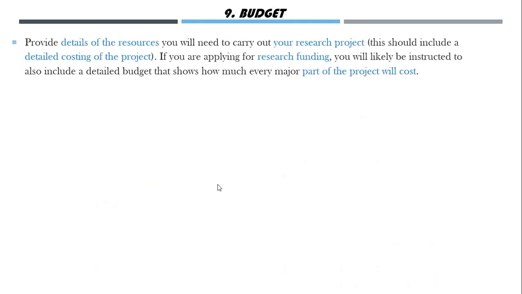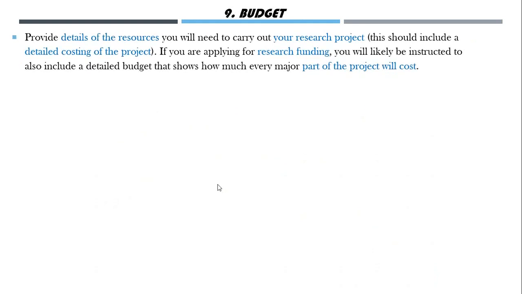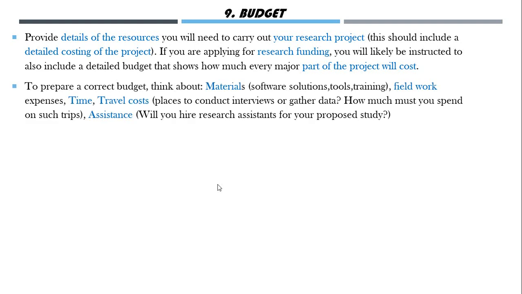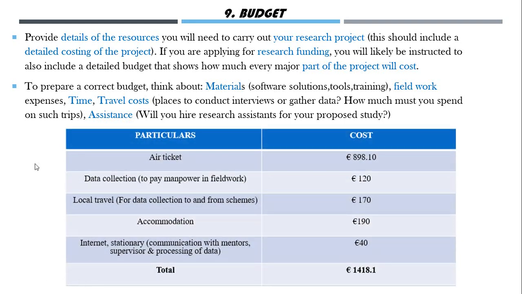Remember that the research proposal also has to indicate the budget. Mainly when you are applying for funding, you need to indicate the budget, the costing of your project. You have to prepare a detailed list of all the resources that you will need to carry out your research project and the respective costs. If you need materials or software, fieldwork, travel costs, or any assistance, you have to indicate that and the amount it will cost you.